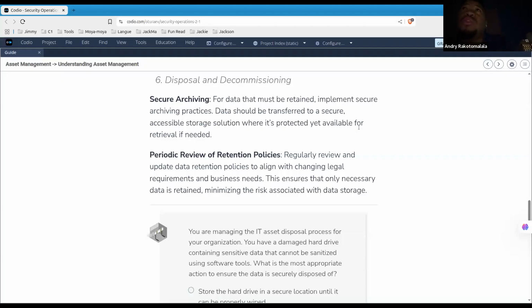A very good rule is you don't want to delete everything when you're working with different assets, because you may need it down the line.